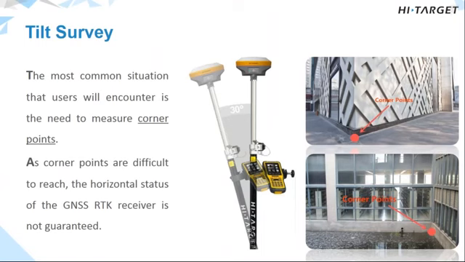The most common situation that users will encounter is the need to measure the corner points. As you can see in the right pictures, the corner point is not easy to reach, and the horizontal status of the GNSS RTK receiver is not guaranteed. With this in mind, the health survey method is needed more than ever. By optimizing the health survey correction algorithm, the procedure can boost efficient field work and minimize downtime. This method is more practical and widely used in many engineering projects.